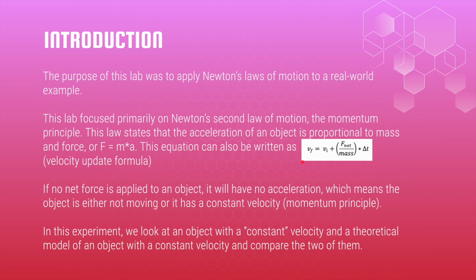This states that the acceleration of an object is proportional to mass and force, or force equals mass times acceleration, which can be rewritten in this format, which is the velocity update formula. If no net force is applied to an object, it won't have an acceleration, which means the object is either not moving or has a constant velocity. In this experiment, we look at an object with constant velocity and a theoretical model of an object with a constant velocity and compare them.